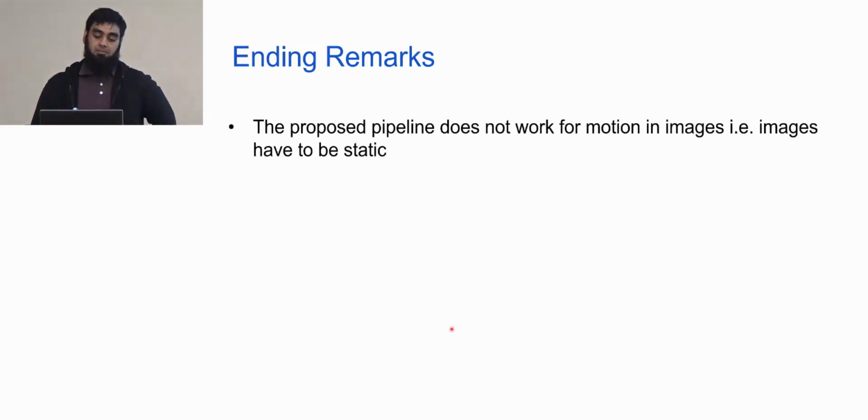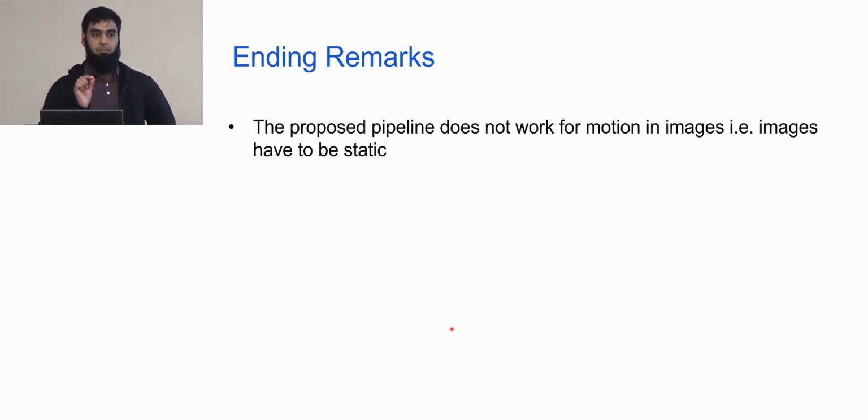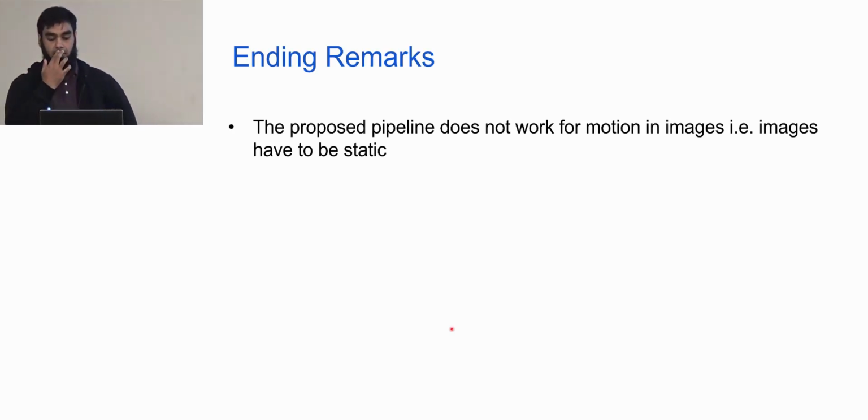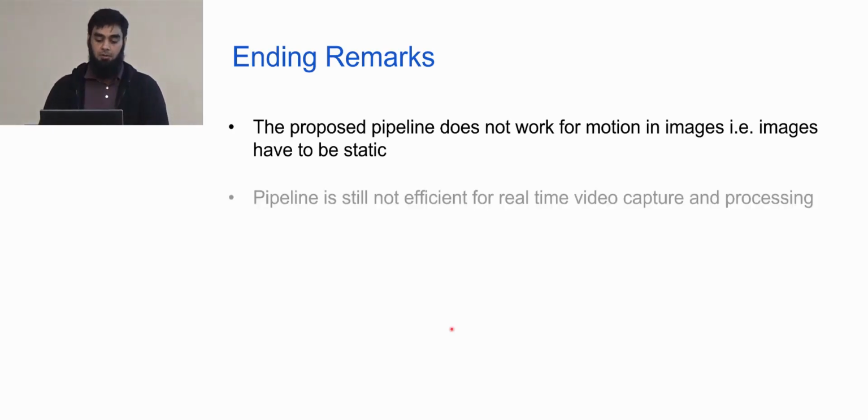The proposed pipeline does not work for motion in images. The images have to be static. So in the related work section, they criticize a lot of other papers for their techniques not being able to work efficiently when there's a dynamic scene, when you have moving objects. But it turns out that their method is not working for that either. The camera setup had to be in such a way that everything was static in the room.